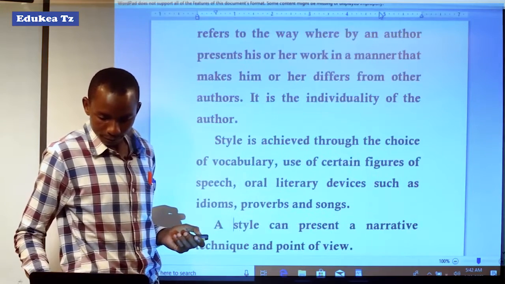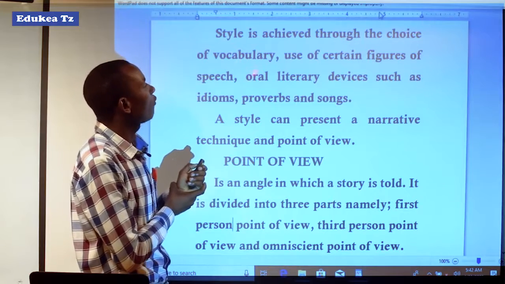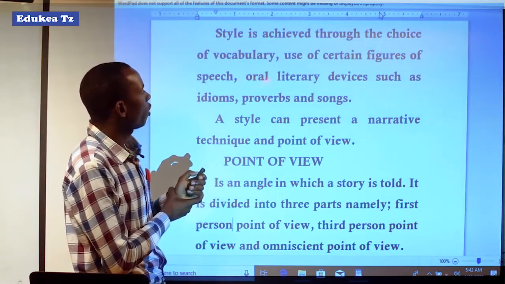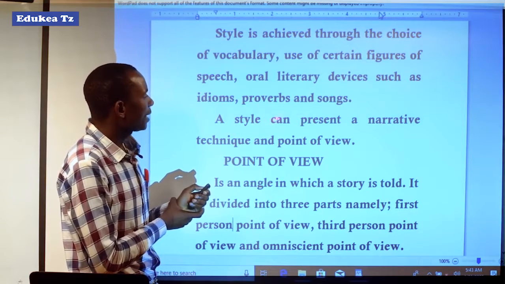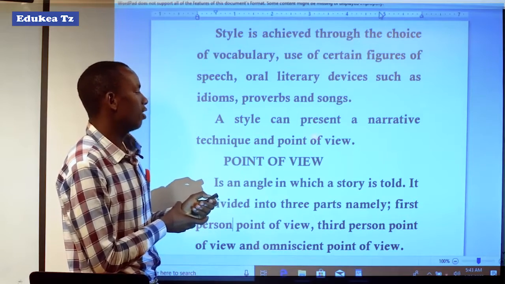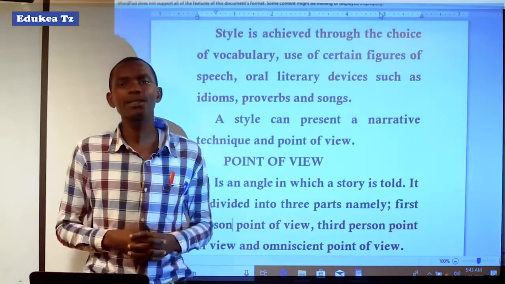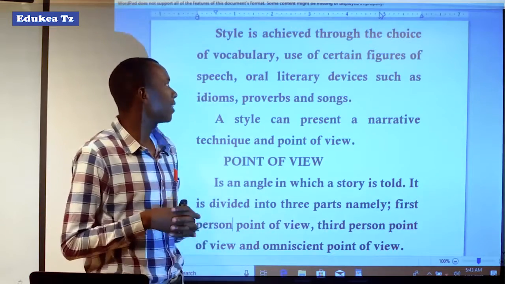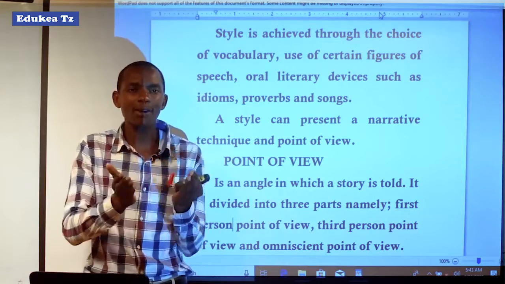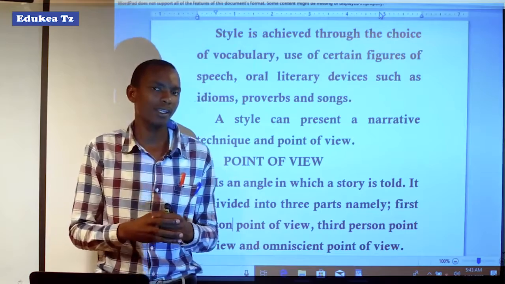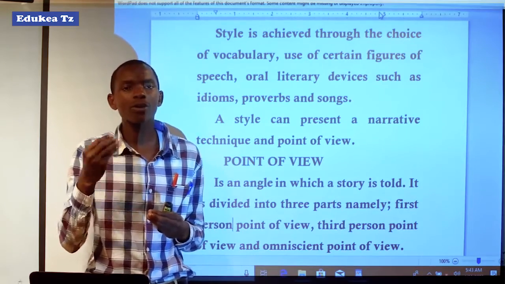Style is achieved through the choice of vocabulary, use of certain figures of speech, or oral literary devices such as idioms, proverbs, and songs. A style can present narrative techniques and a point of view. So, when we are listening, preparing or reading a text, we have to realize that style is achieved through choice of vocabulary. How does an author or an artist choose the words that will be picked for that literary work? It can be achieved through selecting words that will be included in a literary work.